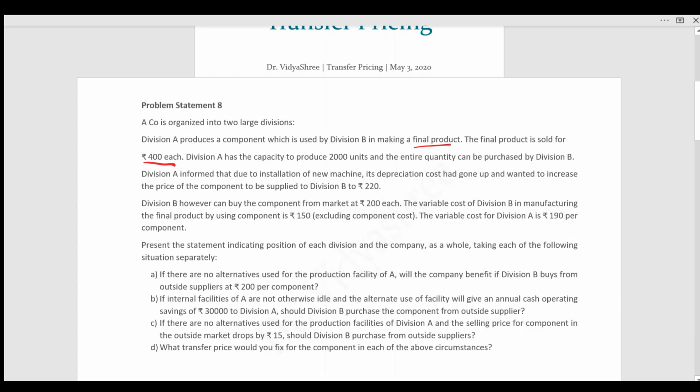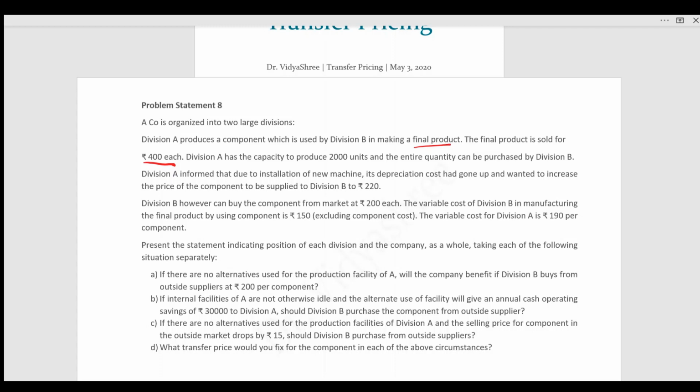Then Division A has the capacity to produce 2000 units and the entire quantity can be purchased by Division B. So the total production is 2000 units. So the 2000 units produced by Division A are entirely purchased by Division B to make a final product.